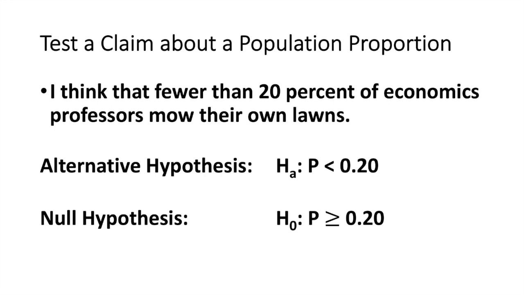To write out this claim as a formal hypothesis that we'll test, we start with an alternative hypothesis, that's P is less than 0.20. In other words, that P stands for the percentage of all economics professors. So my claim is that I think the percentage of all economics professors that mow their lawn is less than 20%. The null hypothesis is that my claim isn't true. So that's written out as P is greater than or equal to 20%.